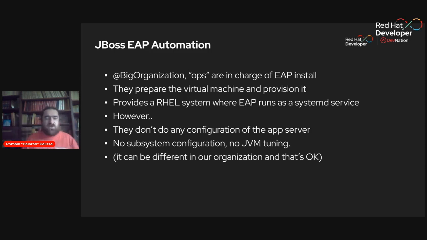So in our Big Organization, the ops people, because again, we are a big organization that is not ready to be fully DevOps, or at least not yet, are in charge of the EAP install. Those are the people running some kind of automation, in our case Ansible, that ensures that at the end of the provisioning of a virtual machine, you have an EAP server running on top of the system, in this case a RHEL system. So they prepare the virtual machine, they provision it, and at the end of the run, you have a systemd service on the system running EAP.